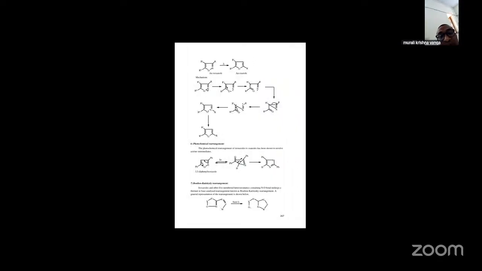Next one deals with the reaction when isoxazole reacts with a diene. Isoxazole acts as a dienophile. When reacting with a diene, adduct formation takes place. Next, thermal rearrangement. In this thermal rearrangement, isoxazole is converted into oxazole.